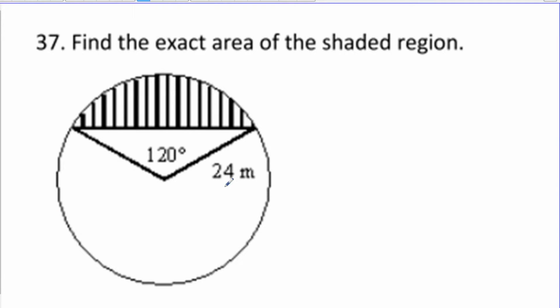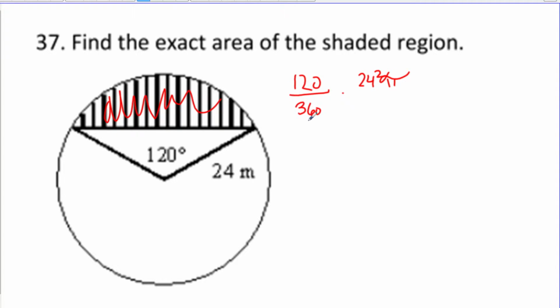Problem number 37 is asking for the area of the shaded region, and we've done one like this before. So we're going to find the area of the sector, and then subtract off the area of this triangle. So let's start off with the area of the sector. Area of a sector will be provided to you. It is arc over 360 times pi r squared, which would be 24 squared pi.